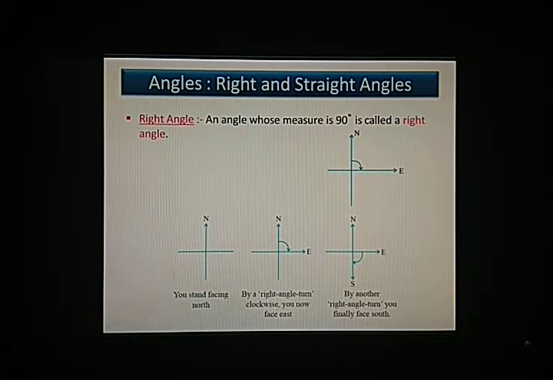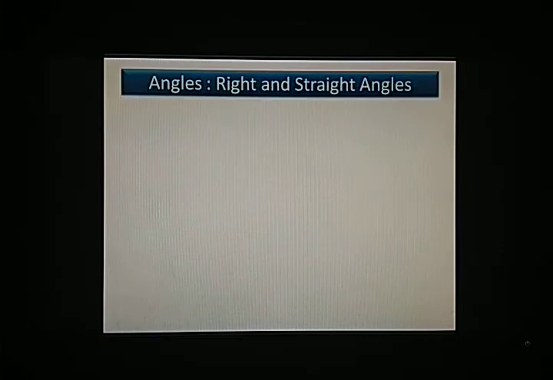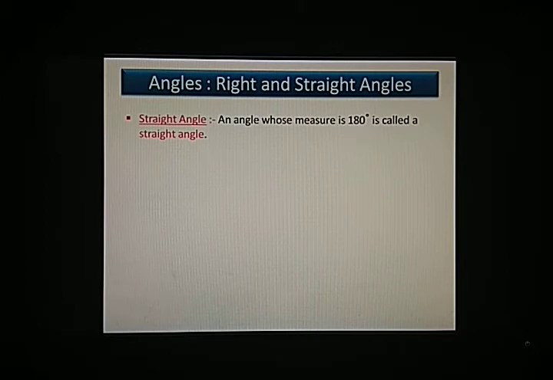So I hope you all have understood the concept of angles along with direction. Now moving on to the next, that is the straight angle. This is very easy. It is an angle whose measurement is 180 degrees. It is double that of the right angle. So that is called a straight angle.